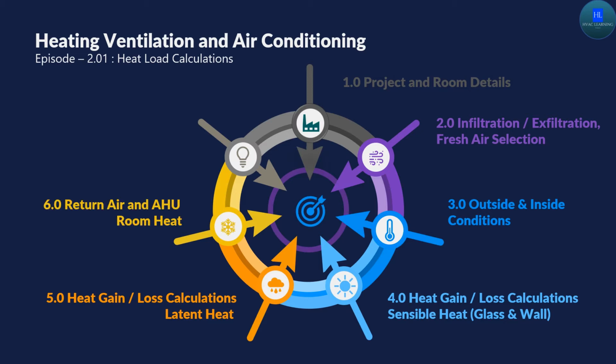Next step, we have to calculate the return air and the HU room heat. Whatever heat the air will gain from passing through the duct or going inside the duct from the HU centralized blower, post or before the chilled water coil or the heating coil. So all that heat gain or loss which is considered during that transit until it reaches the room has to be considered.